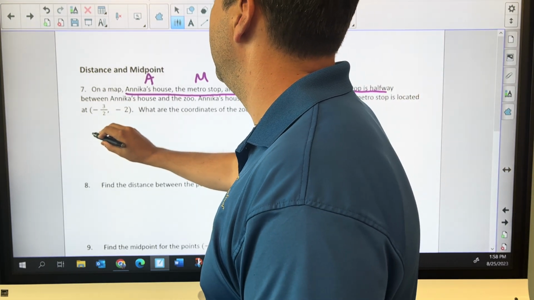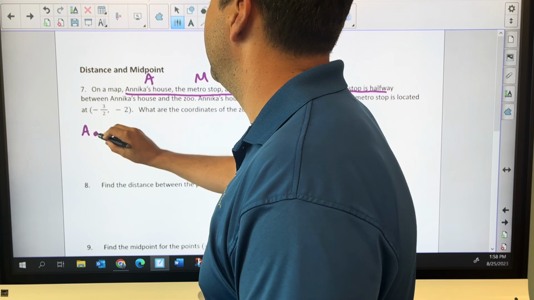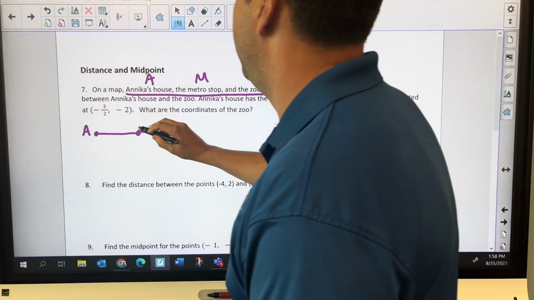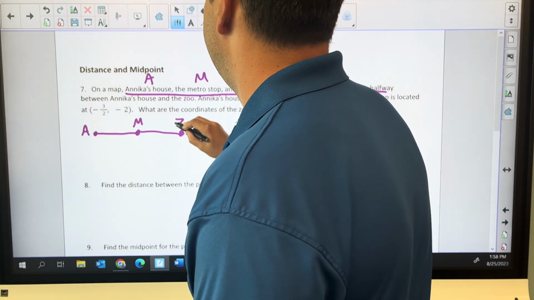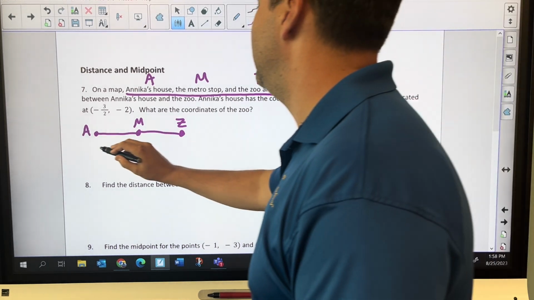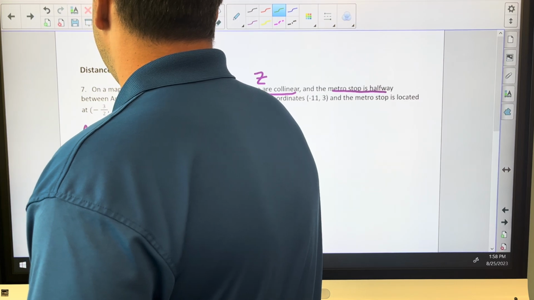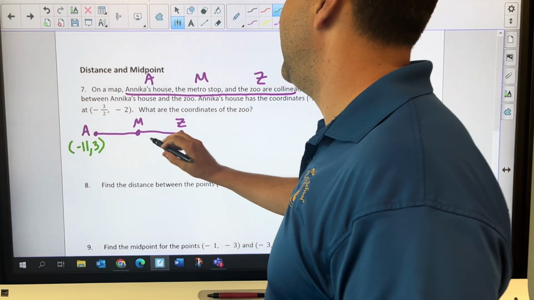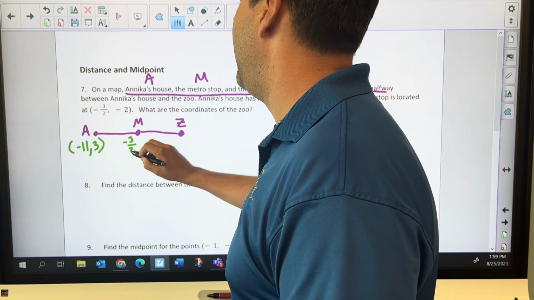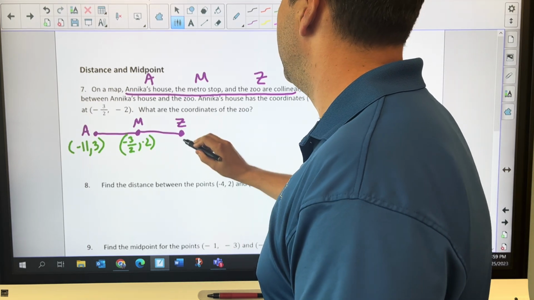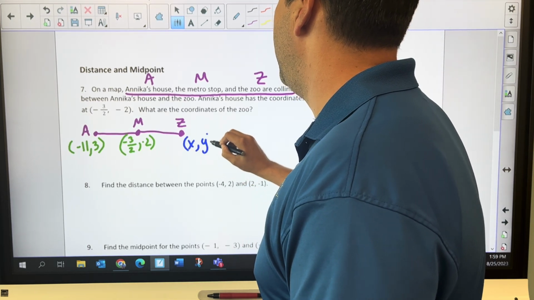So in my picture, I've got Annika's house here. And then I've got, let's see which one's in the middle. Metro in the middle, and then the zoo at the end. All right. And I'm given Annika's house is at -11, 3. This is not drawn to scale. It's not drawn on a coordinate plane. You could do that if you wanted to. The metro stop is at -3 halves, -2. And then the zoo, that's what we're trying to find. We'll call that one x, y.